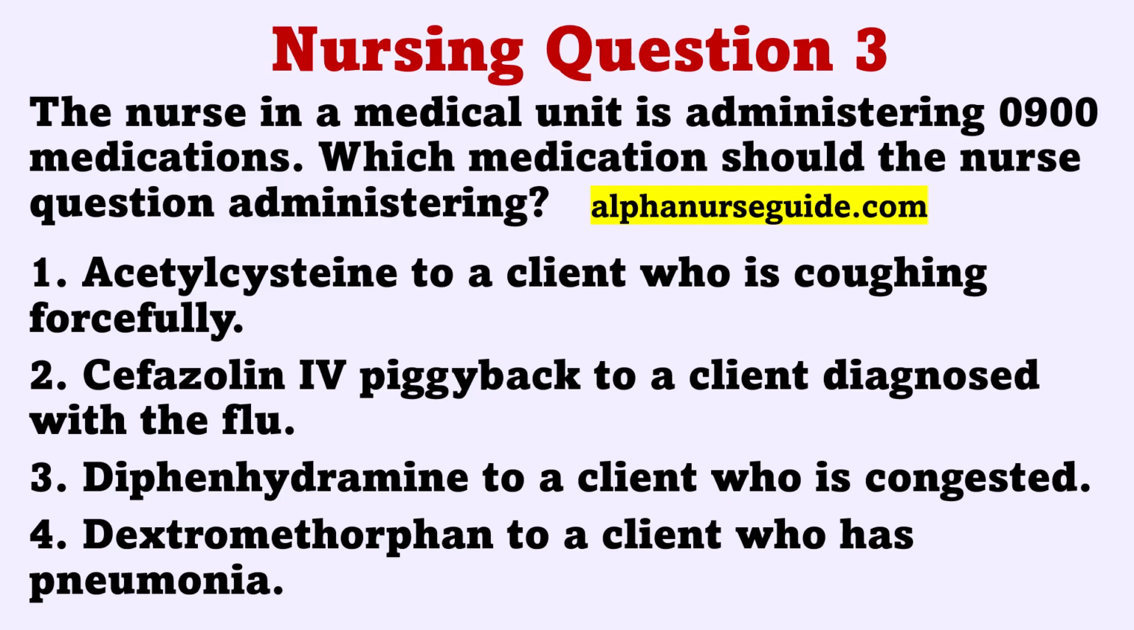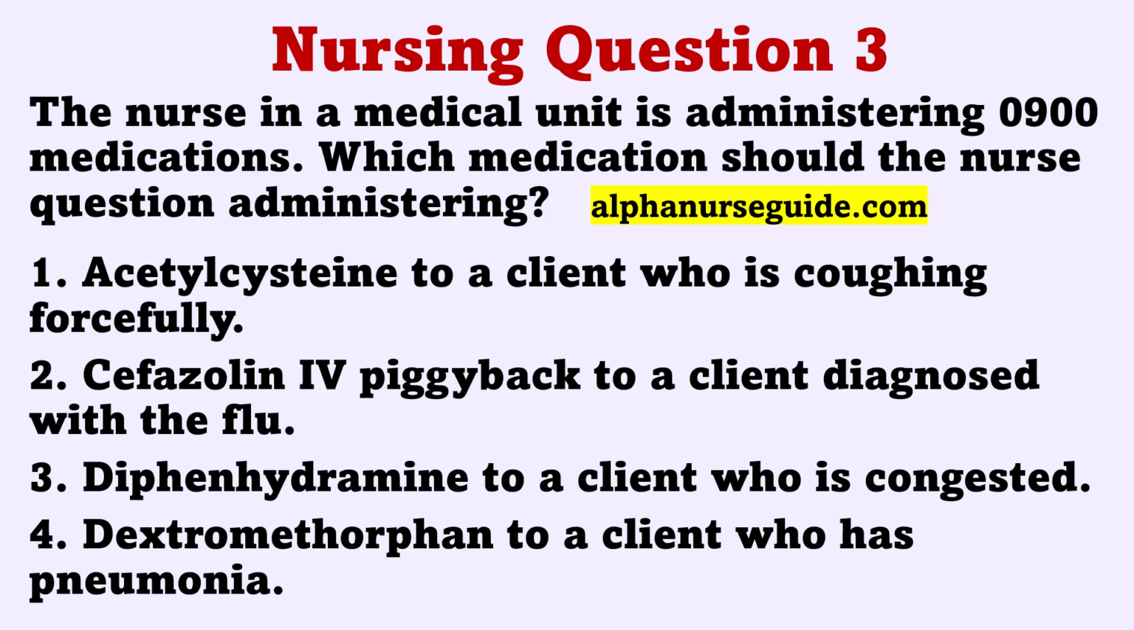The correct answer is 1. Acetylcysteine to a client who is coughing forcefully. Acetylcysteine is a mucolytic. An adverse effect of Mucomyst is bronchospasm. This client should be assessed for bronchospasm before administering a dose of Mucomyst.